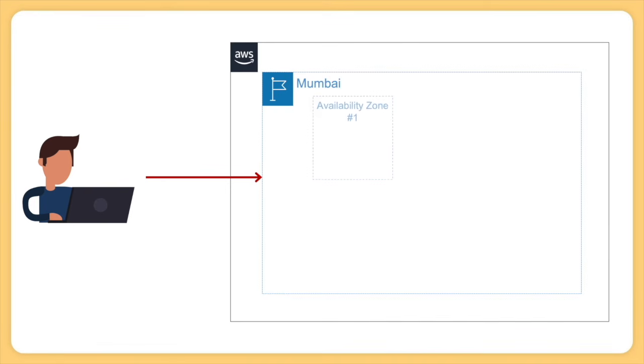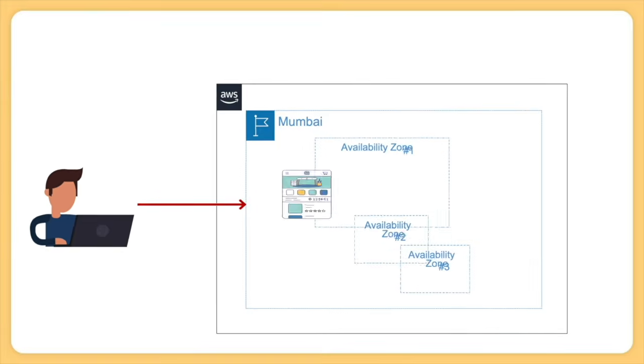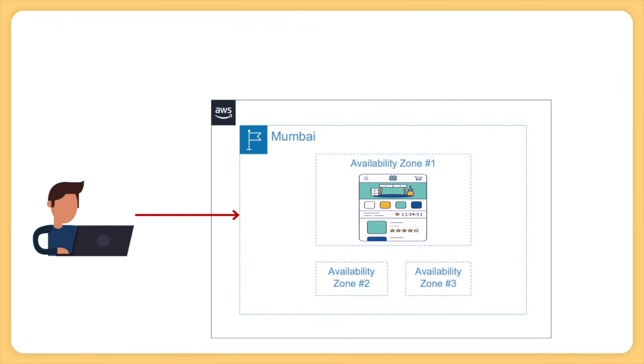Suppose you want to deploy your application in the Mumbai region. And as you know, the Mumbai region has three different availability zones. So the first thing you would do is launch a server in any of the zones as per your requirement. Once the server is launched, you can now access it over the internet. You do not need to worry about in which availability zone you have launched your server as long as you can access it over the internet.